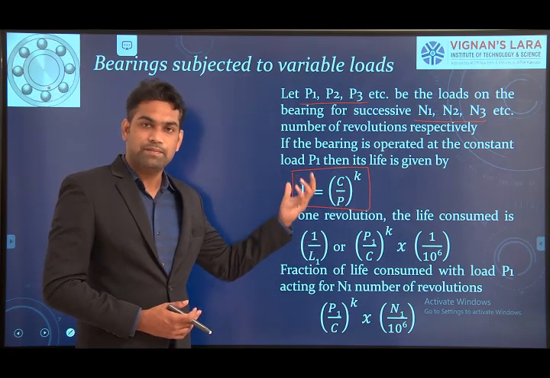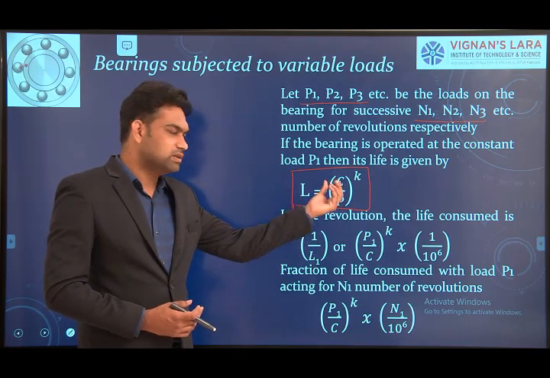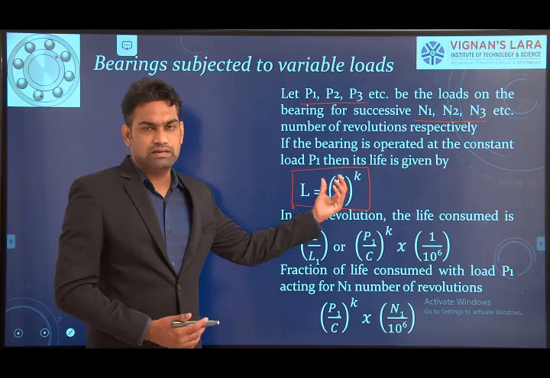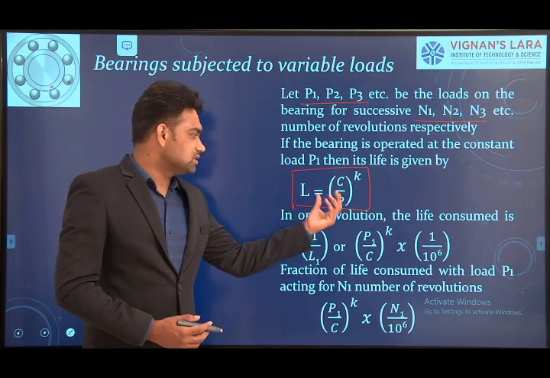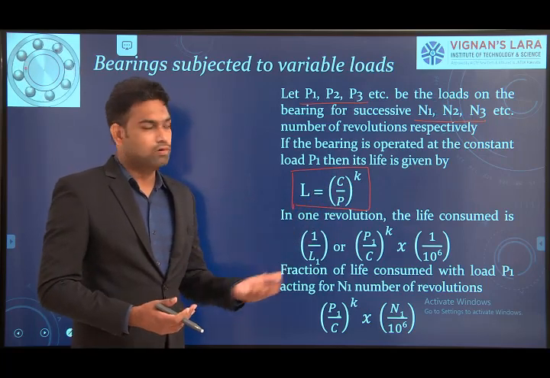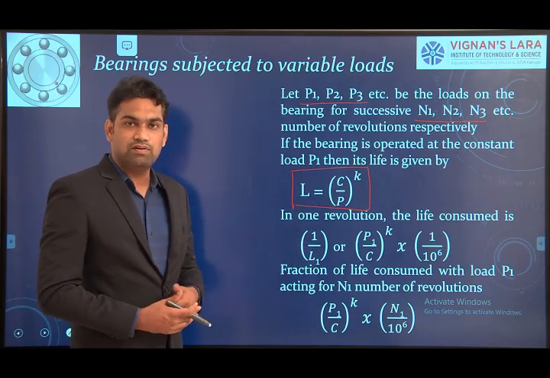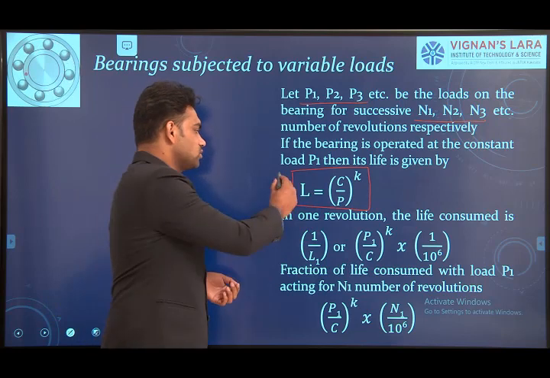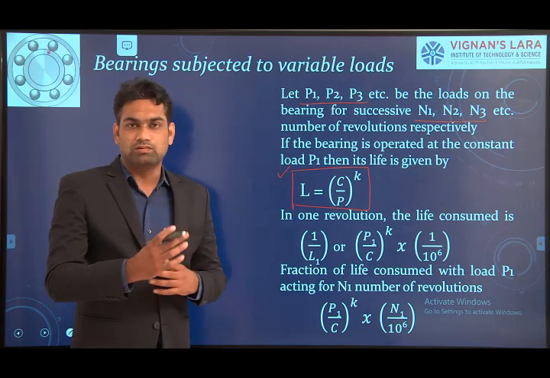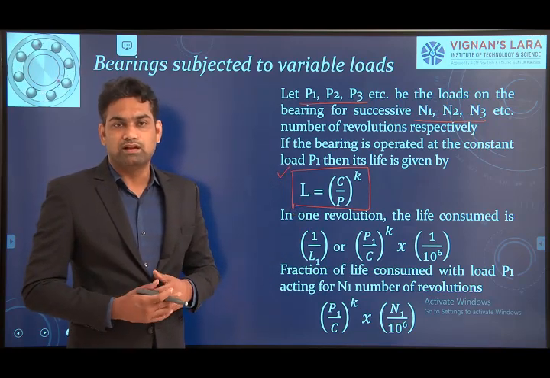It is given by C by P whole power K. We know what C and P are. C is the dynamic load carrying capacity, P is the equivalent bearing load, and K is a constant, equal to 3 for ball bearings and 10 by 3 for roller bearings. That we know. So this is the total life of the bearing subjected to the load, given in million revolutions.